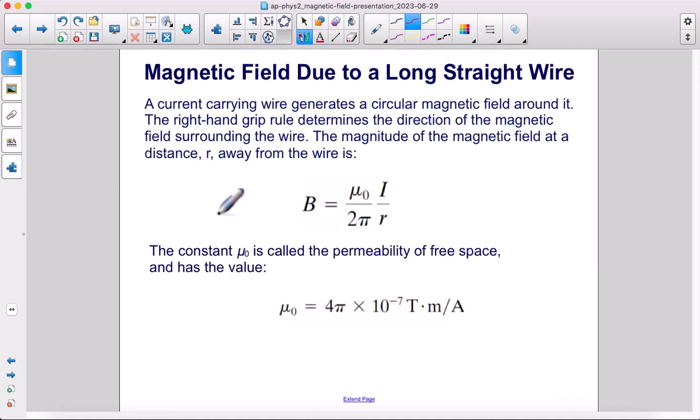A current-carrying wire generates a circular magnetic field around it. The right-hand grip rule determines the direction of the magnetic field surrounding the wire. The magnitude of the magnetic field at a distance r away from the wire is given by this equation, which is on the AP2 equation sheet. The constant mu0 is called the permeability of free space, and it has this value.